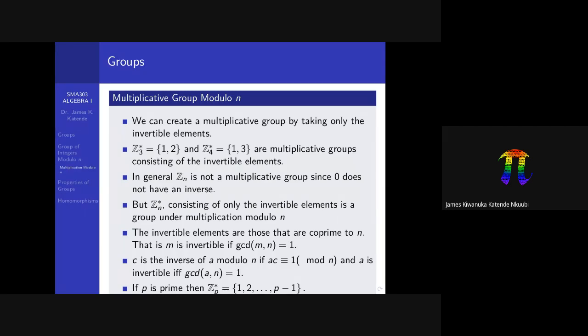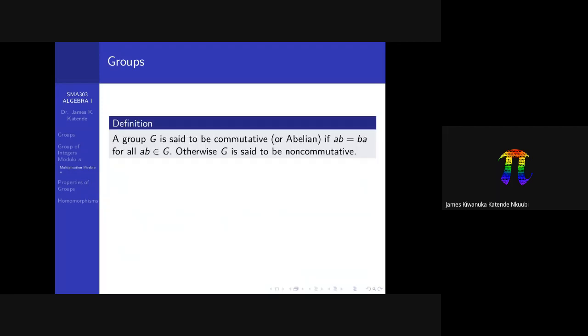Okay, so let's move on to something else. So here is a definition.